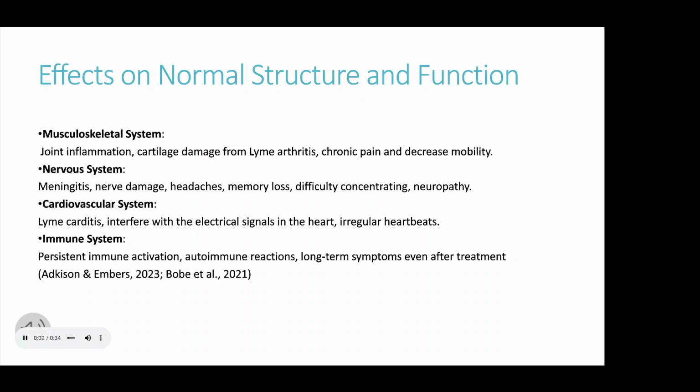So in talking about the effects of Lyme disease on normal structure and function of the body, again, Lyme disease can significantly impact various systems. The musculoskeletal system experiences joint inflammation, chronic pain, and reduced mobility. In the nervous system, it may lead to meningitis, nerve damage, cognitive difficulties, and like we talked about a little bit before, the cardiovascular system can also be affected, resulting in irregular heartbeats. And then persistent immune activation can trigger long-term symptoms.